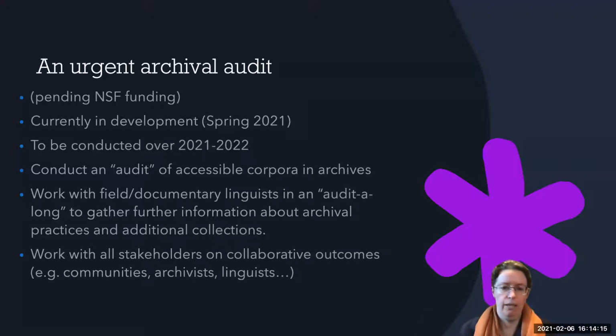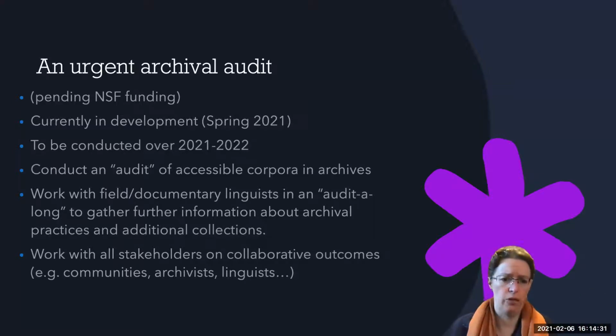I'm hoping we'll hear any day about it. At the time of recording, we haven't heard, but maybe between now and the conference. The audit is currently in development over the course of this Northern Hemisphere spring. We'll be conducting it over 2021 to 2022.